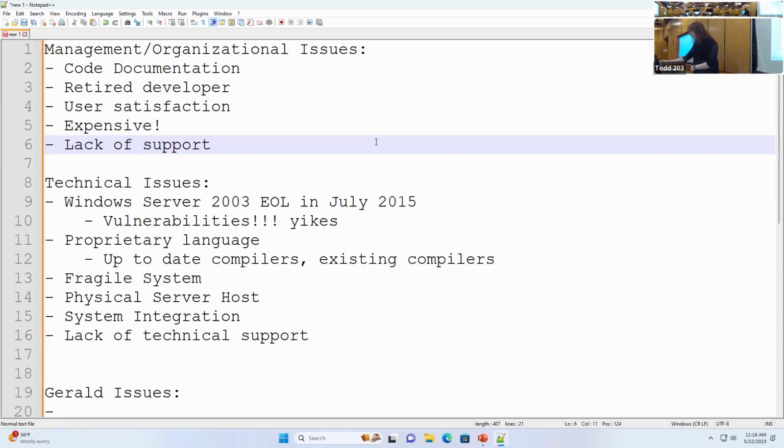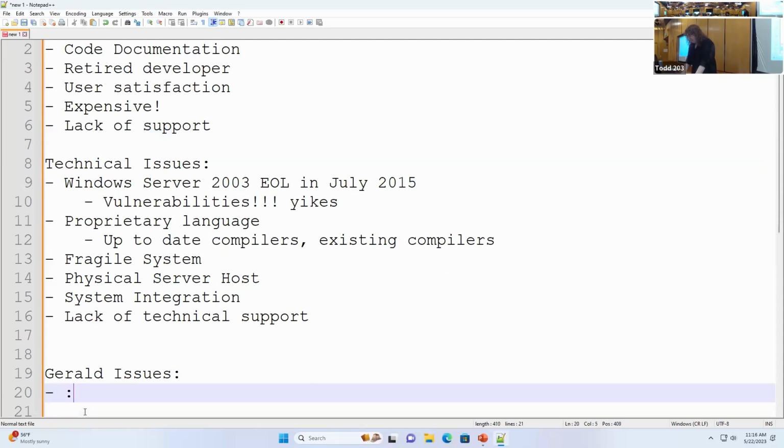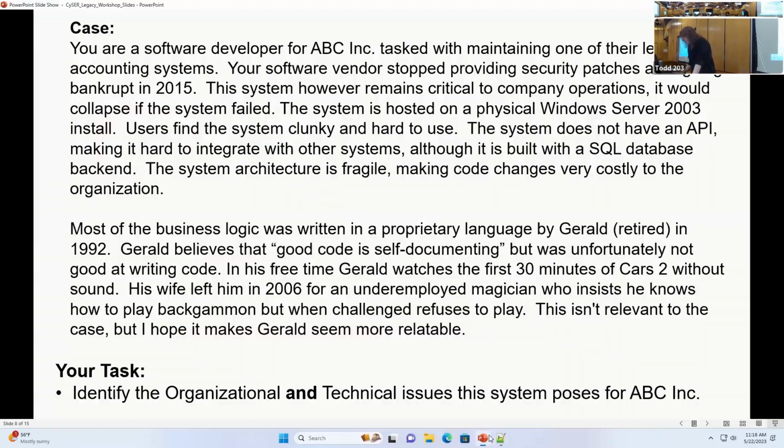So, the other ones. Didn't feel like Cheryl had anything going on, like the different issues. All right.